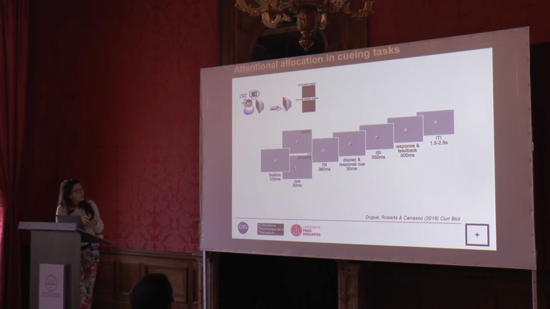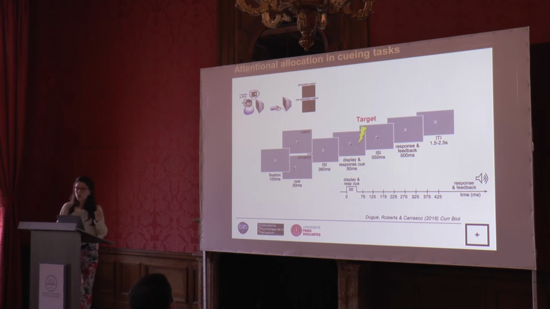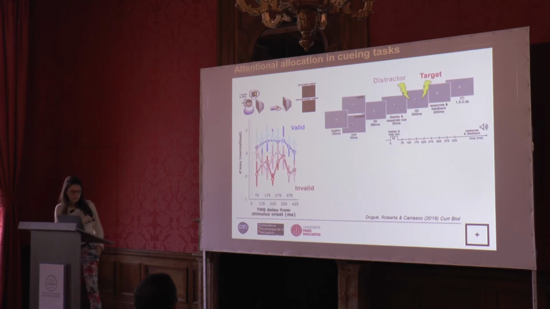All right, so here we applied, once again, TMS at different delays after the offset of the stimulus display. And again, because of this procedure, we either stimulated the target or we stimulated the distractor, right? So there were valid and invalid trials when we stimulated either the target or the distractor. So here are the results. I represent d prime as a function of the TMS delay. And first of all, let's look at blue versus red.